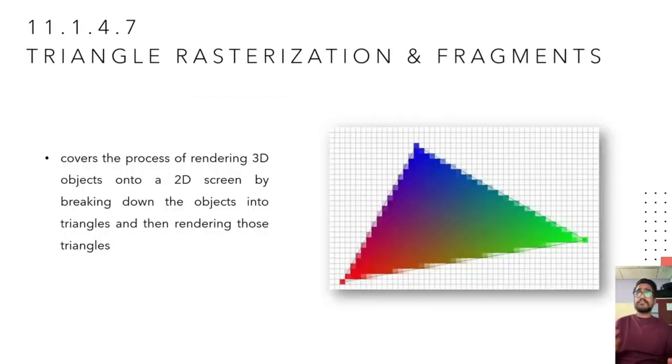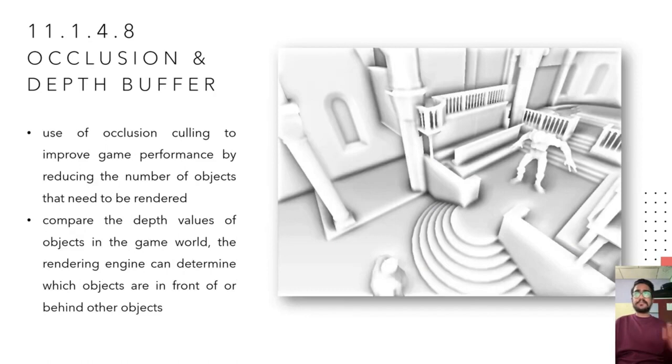Next is triangular rasterization and fragments. So this basically covers the process of rendering a 3D object onto a 2D screen. As you can see in the image there, we break down all of the objects into small triangles and then we render those triangles. This basically works with anti-aliasing and all of that to create a much better looking image.